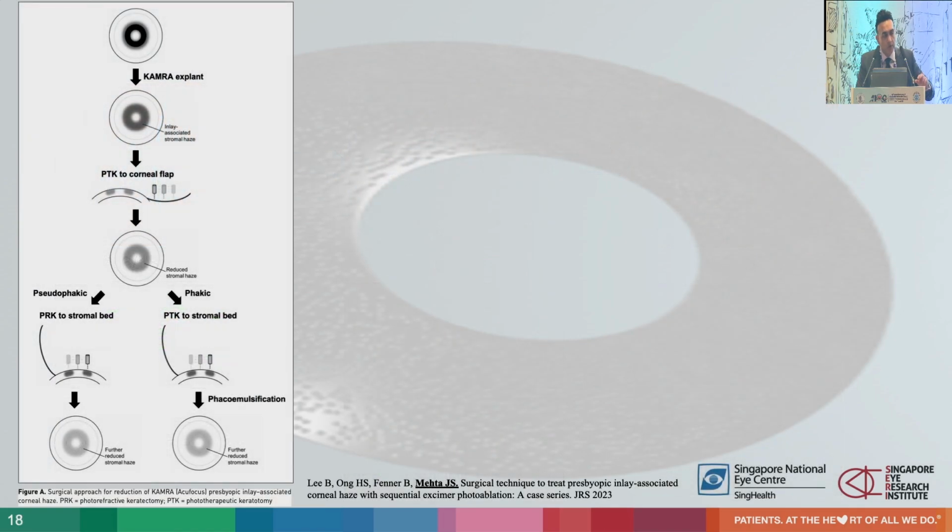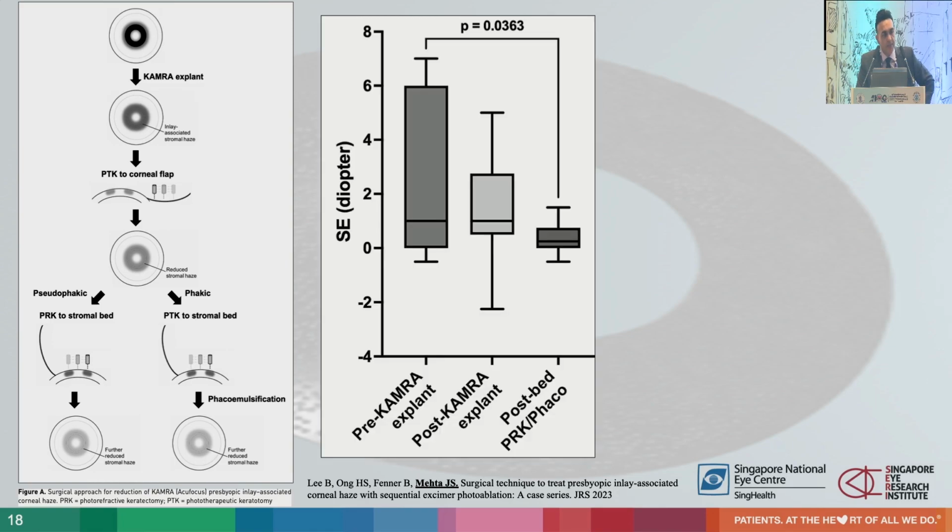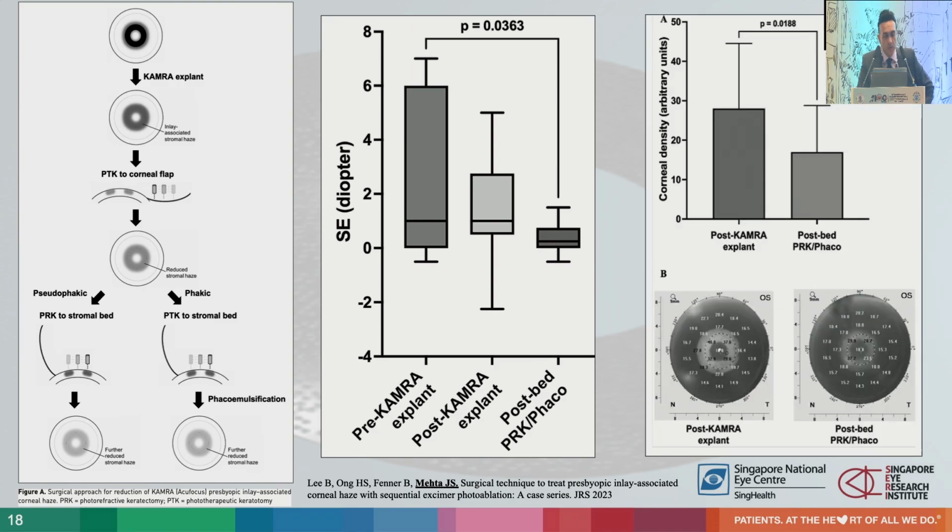If you want to use a nomogram, this is something we published in JRS last year. It shows you whether we choose to do PTK or PRK, and you'll see an improvement with respect to the spherical equivalent, of course, after the laser ablations, and also improvement on densitometry using the Pentacam after you've done the ablation treatments itself. The main factor with respect to how much haze you remove will be dependent on the severity of the haze following the explant removal.